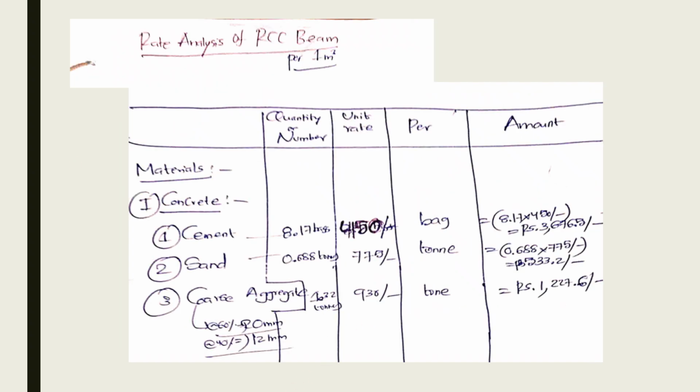Now we start the rate analysis of RCC. First we have to find the rate analysis for 1 meter cube. Here this is the description of items.